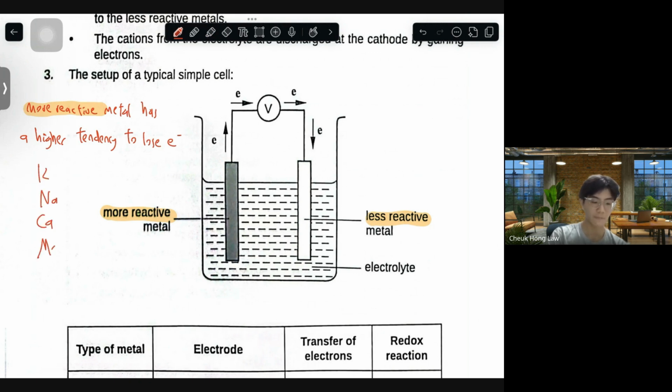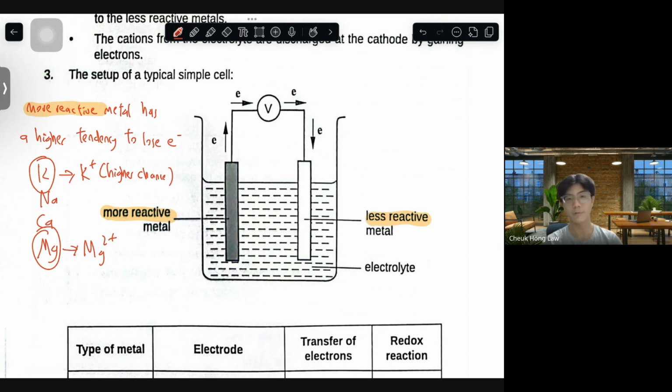Okay, let's just look at the top four metals. If I compare potassium and magnesium, potassium has a higher tendency to turn into potassium ions compared to magnesium turning into Mg2+. Okay, they are more reactive. There's a higher chance for them to lose electrons.